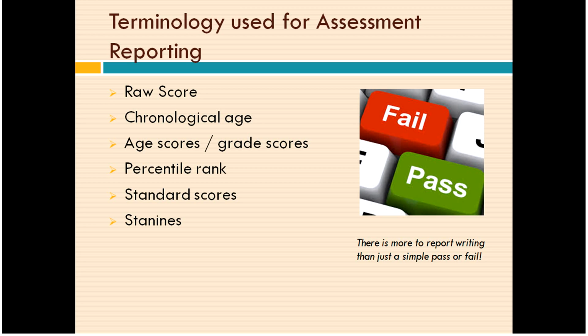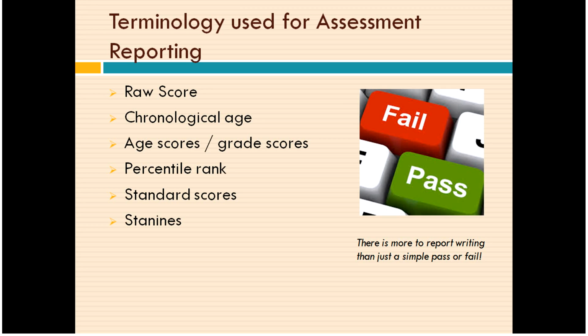Chronological age is the number of years and months since the child was born. This is in relation to the day the test was given. So the reporting will take you right up into that day with year, month, and day to calculate out the age of the student. Age and grade scores, these are two ways that results can be reported.